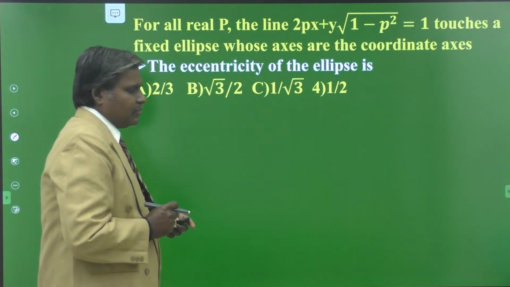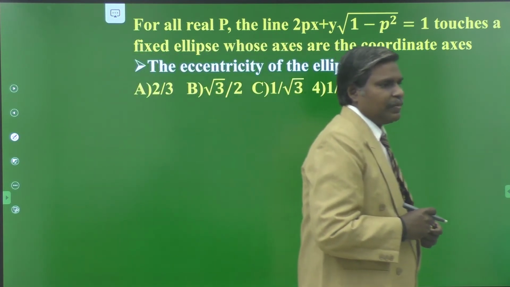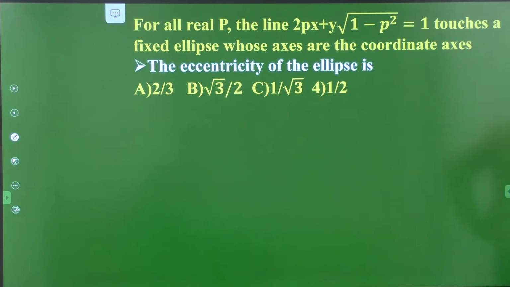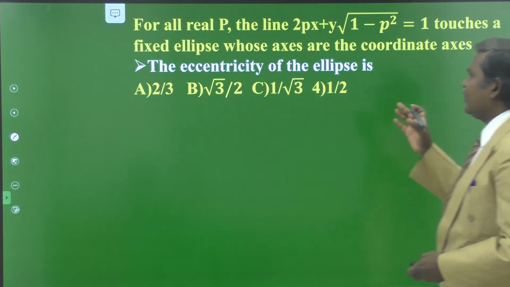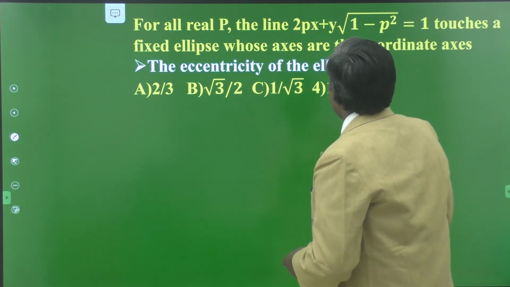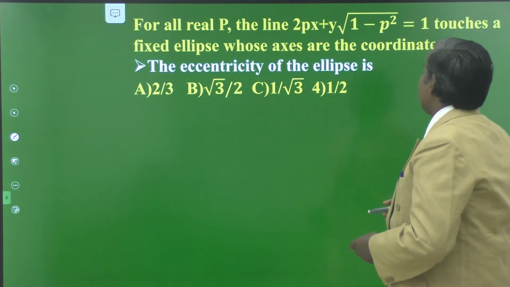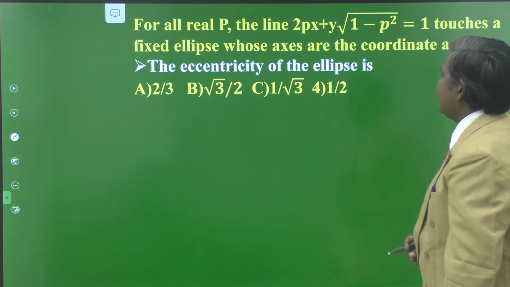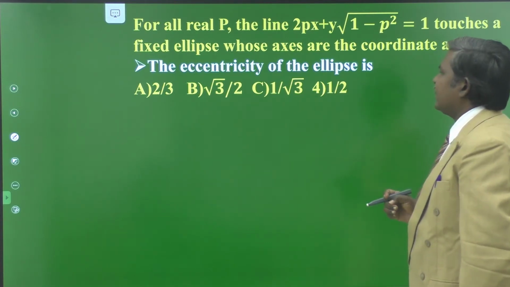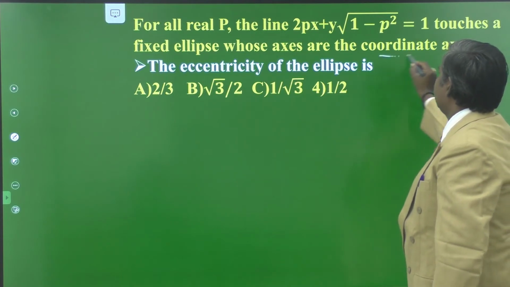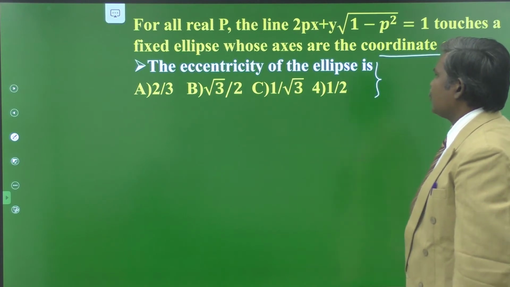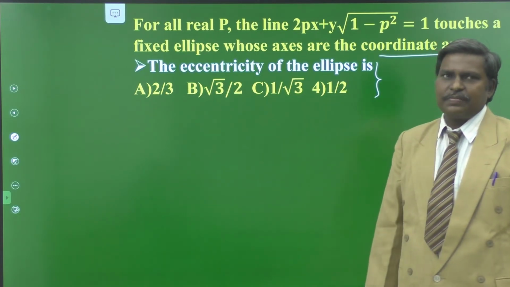This is the next paragraph. So we have to study the paragraph and answer the following questions. So read the paragraph. For all real p, the line 2px plus y into root of 1 minus p square is equal to 1 touches a fixed ellipse whose axes are the coordinate axes. This is the paragraph for you. From that paragraph you have to crack the questions. This is the first question. What is the eccentricity of that ellipse?